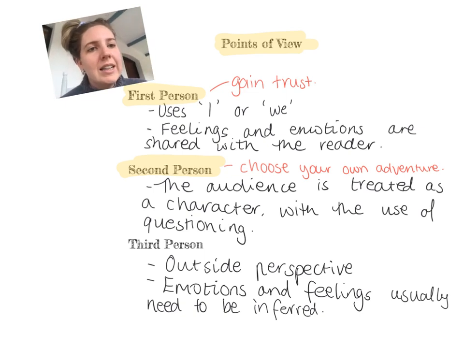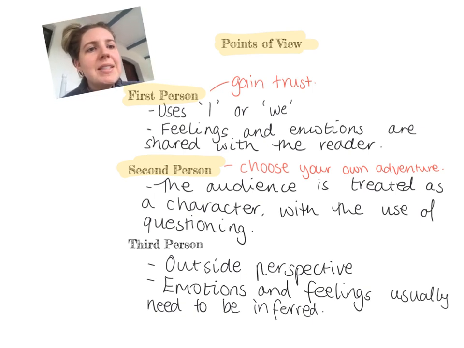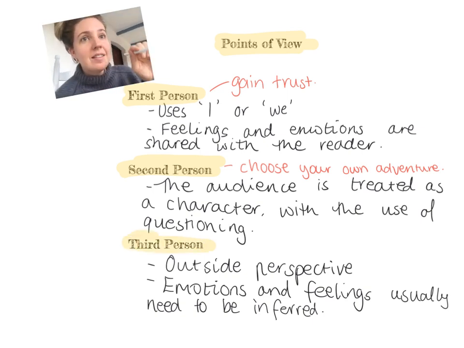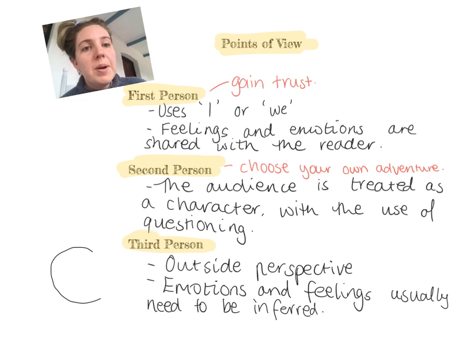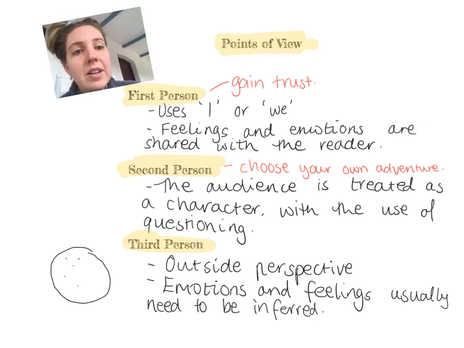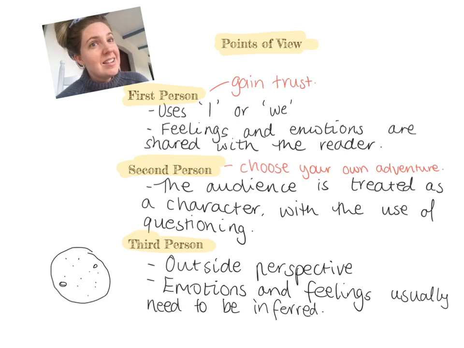Third person is our last one. So third person is our last one. And basically that is like someone on the outside watching everything and telling us everything that's going on. So when we're reading a story, the person on the outside is the third person and they can see absolutely everything that's going on with every single character and they can jump from here all the way to here and they can tell us everyone and everything what's going on.